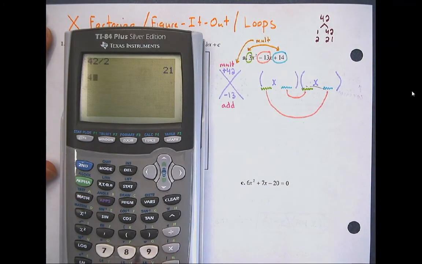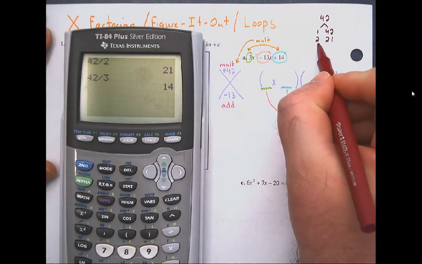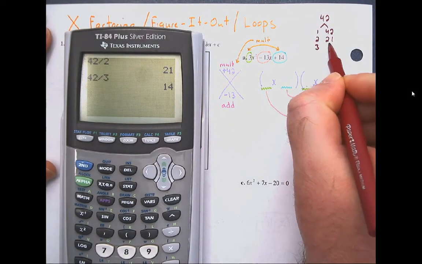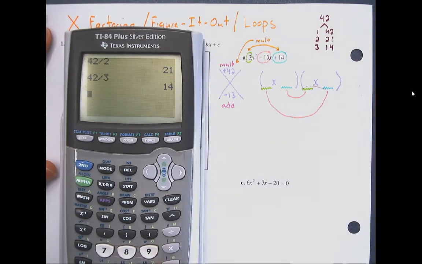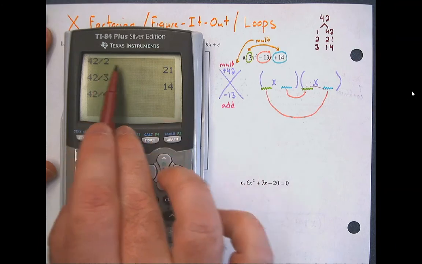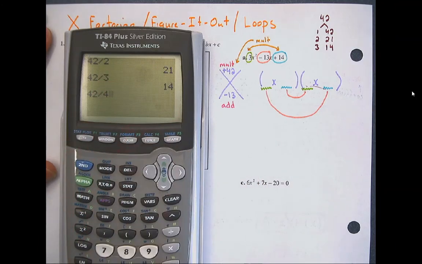Now, if you don't want to remember that stuff, then just keep typing 42 divided by and go to the next one in the list. Divided by 3 is 14. 42 divided by 4, I know this won't work because when I divided by 2, I got an odd number. So 2 won't work again, but that's okay. So 4 doesn't work. I know 5 won't work because 42 doesn't end in a 5 or a 0.